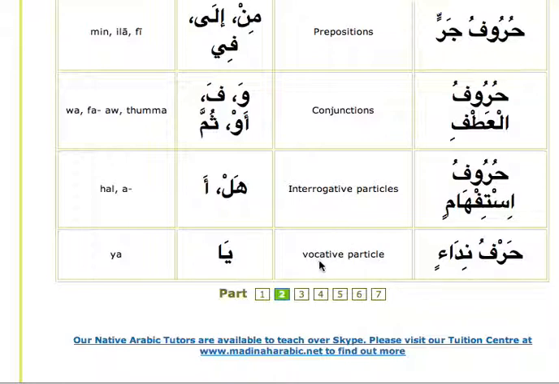Vocative particle. Okay, so يعني I am done. حرف نداء. I am done with this.